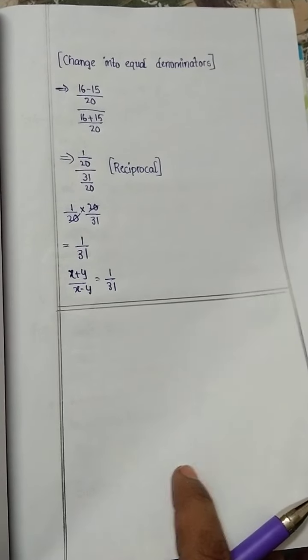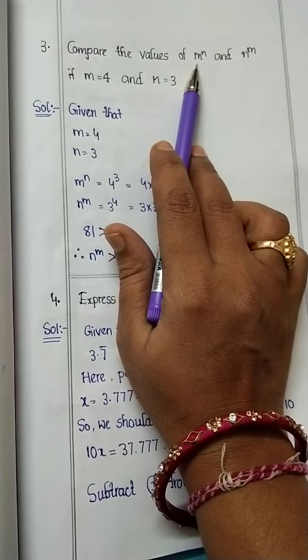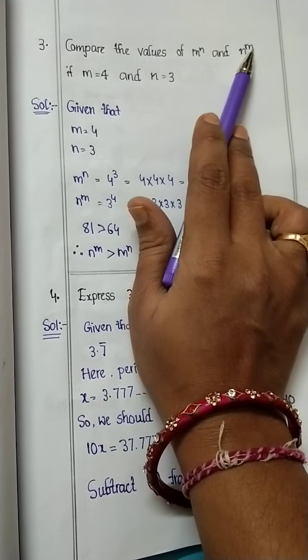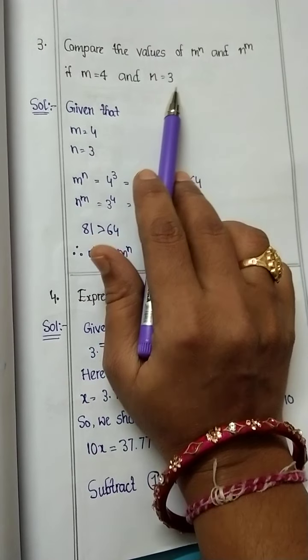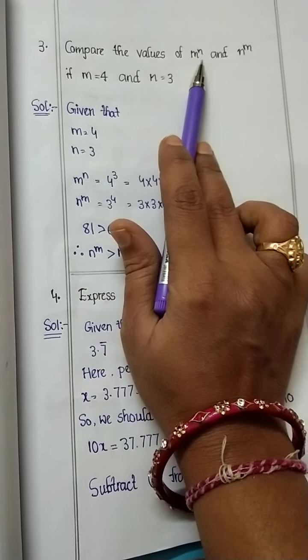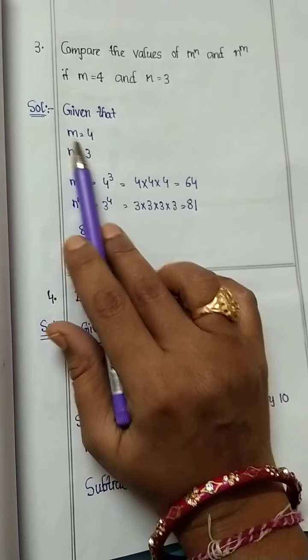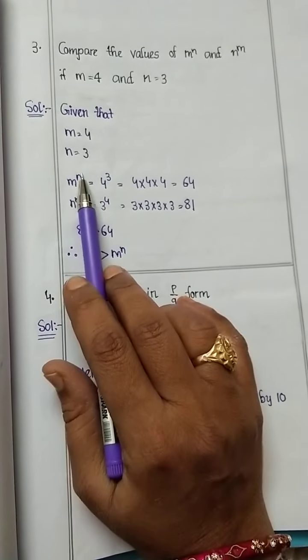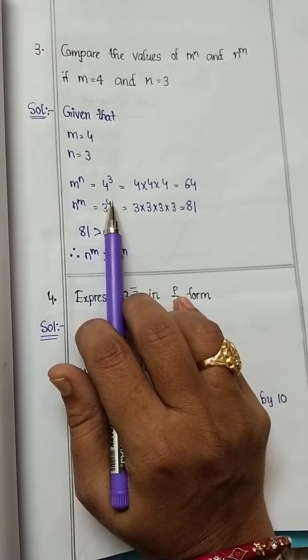Okay, next, third question. Compare the values of m^n and n^m if m is equal to 4 and n is equal to 3. Simply we can substitute the m, n values here. m is 4, n is 3, no? So m^n means 4^3, n^m means 3^4.